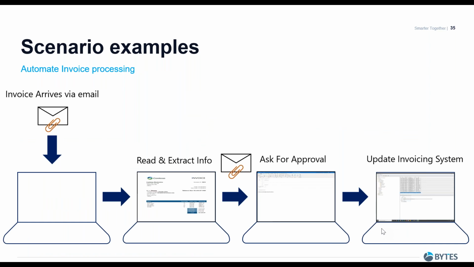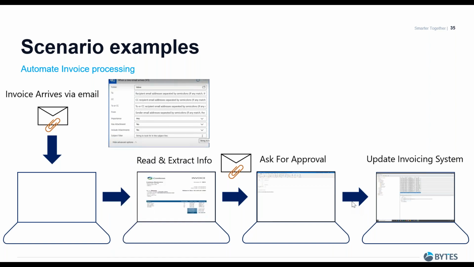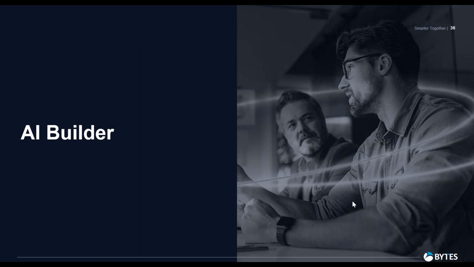Now, if we look at a more complicated scenario, we could use RPA to automate invoice processing. So your invoice arrives via email. That then triggers the flow to update the invoicing system and then use RPA to fill that invoicing system. But we're missing a step here. We're missing some kind of artificial intelligence to extract the information from that invoice. And to do that, we can use the AI Builder.